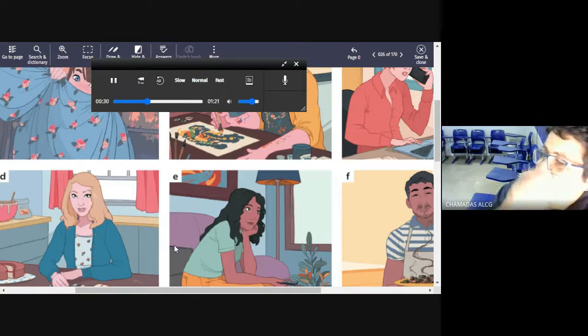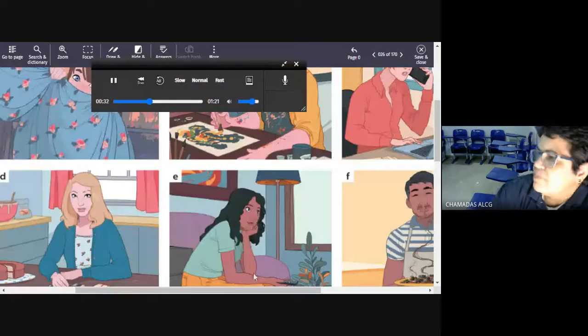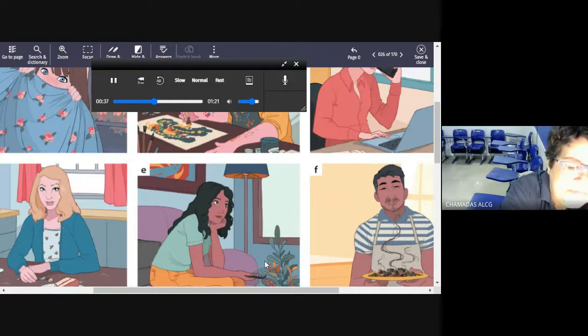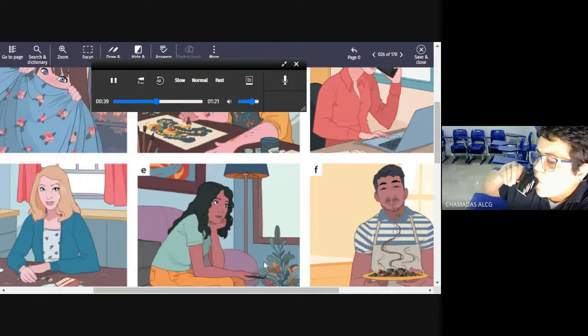Three, here's my father. His name is Andrew. He has black hair and brown eyes. He likes to cook, but he isn't very good at it.